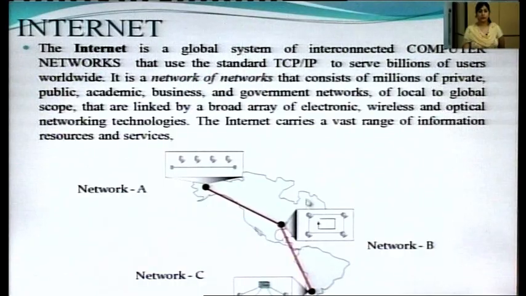Now, look at this diagram. Here is network A, network B and network C. Network A can be in any country, network B can be in any country and network C can be in any country or city, that are connected with each other through the satellite link that forms an internet.